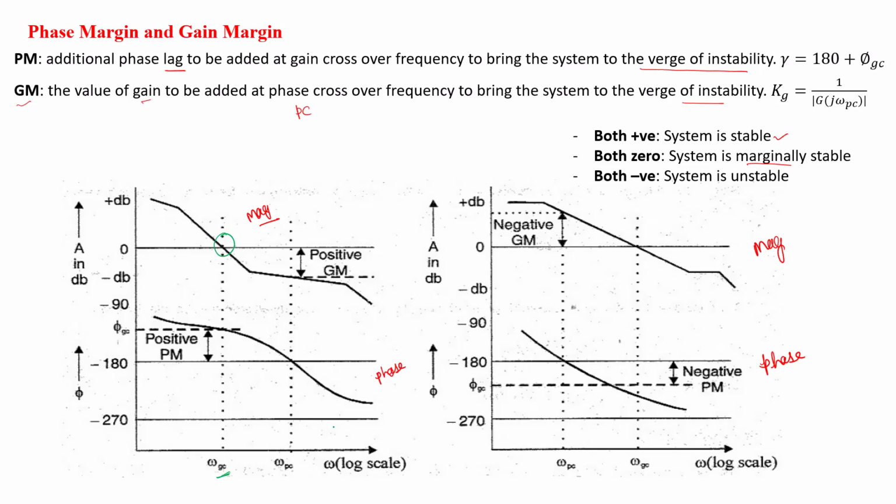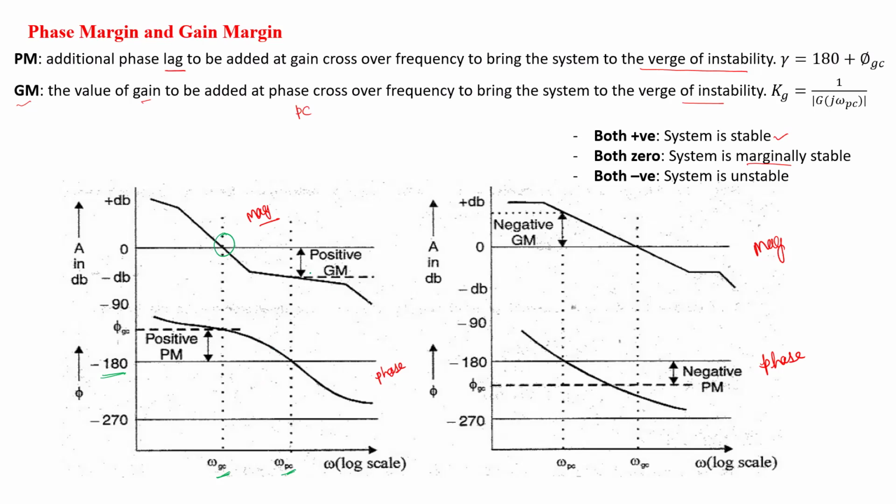Whereas for the phase crossover frequency, when the phase plot crosses minus 180 degrees, the corresponding frequency is called the phase crossover frequency. Or it is the frequency at which the phase plot crosses minus 180 degrees. Both the phase and gain crossover frequencies are shown here with the help of dotted lines, and the corresponding line goes down here.